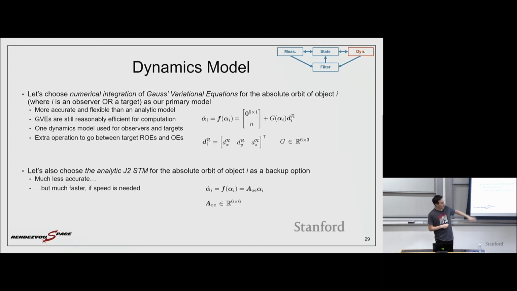Another note is that there are some parts of Star Fox in which we require very fast propagation. And for that purpose, we do use an analytic state transition matrix for either the absolute orbit or the relative orbit of the targets. So this is a backup option here, in that it is much less accurate, but it is much faster when that is needed. And in this, we include the effects of J2, which is the largest perturbation we have to worry about for Star Fox, since it's a low Earth orbit, and the altitude is high enough that we don't have to worry about drag too much.